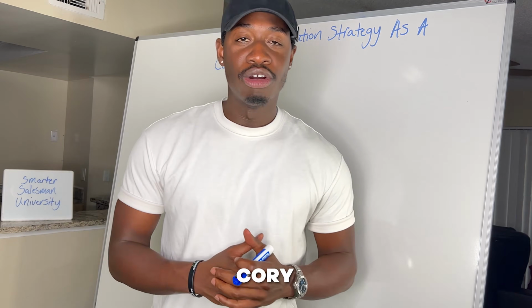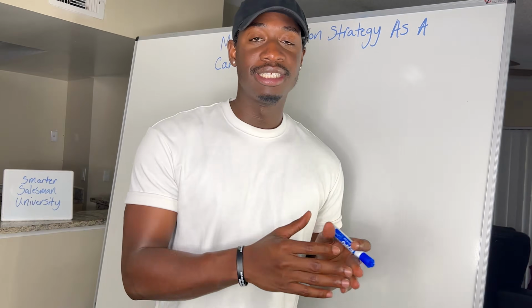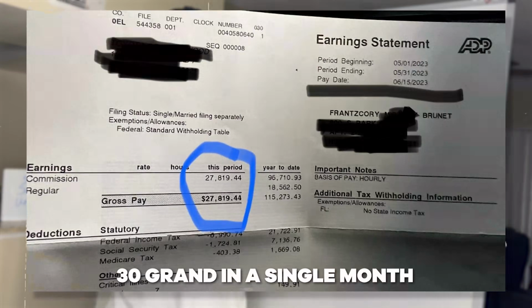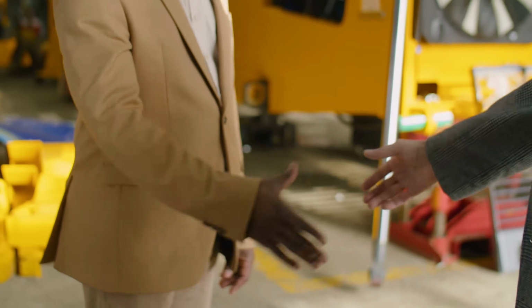What's going on, guys? It's Corey. So I want to go over my lead generation strategy as a car salesman. This strategy is the same exact strategy that allowed me to make over 30 grand in a single month and over $200,000 in just 9 months of selling cars at the age of 22.